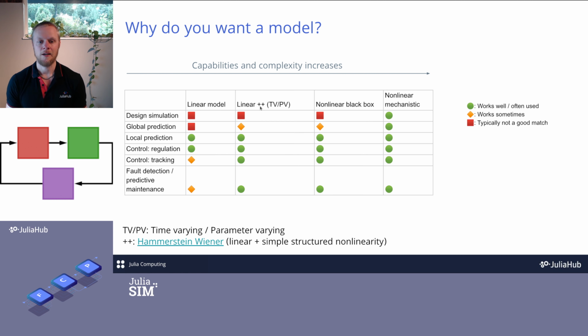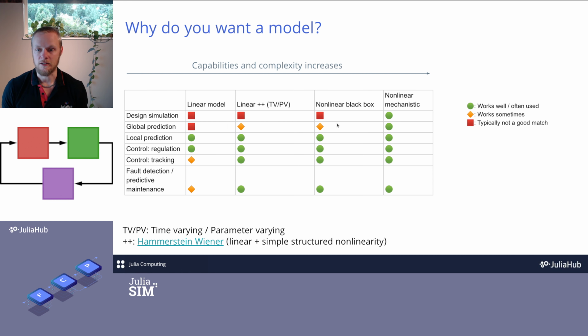But we can still consider it a linear model, but the parameters somehow vary. We can also consider linear models that have some form of nonlinearity in a very structured form. Maybe there is a nonlinearity on the input, but then it's just a linear system. And those can be estimated rather efficiently. And they are quite useful for a lot of things.